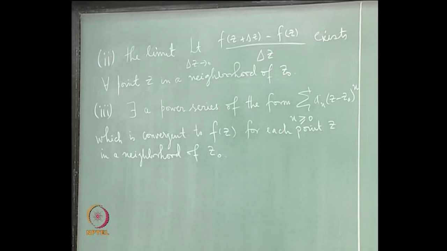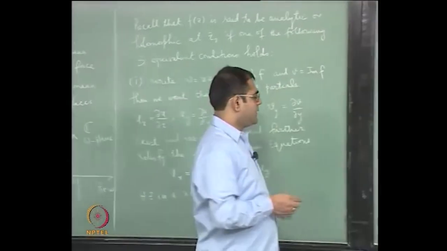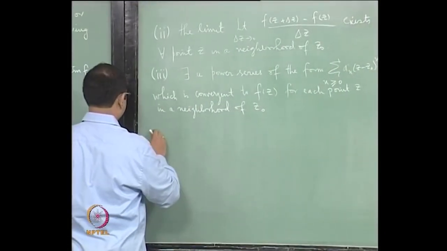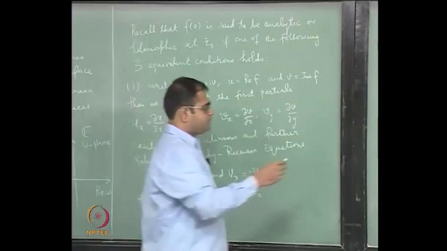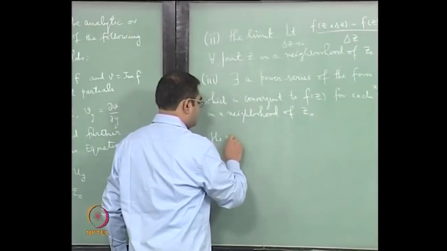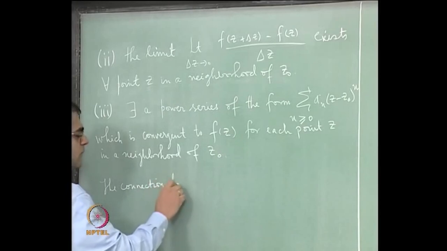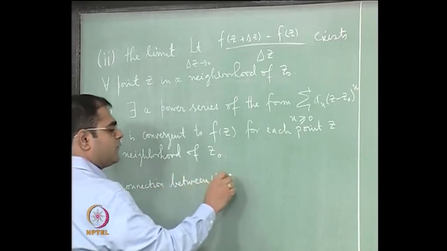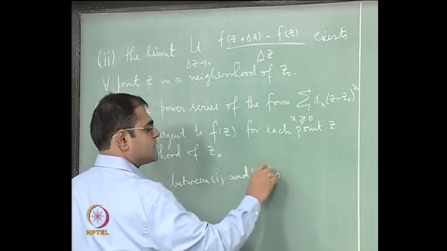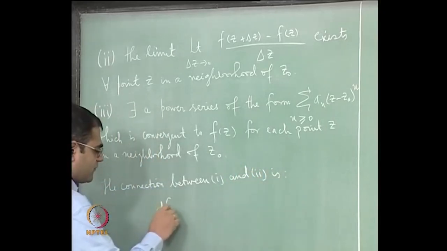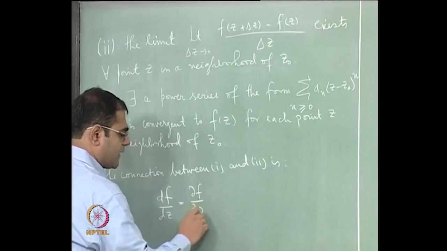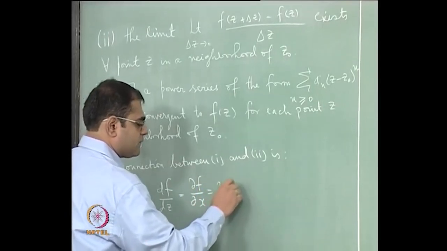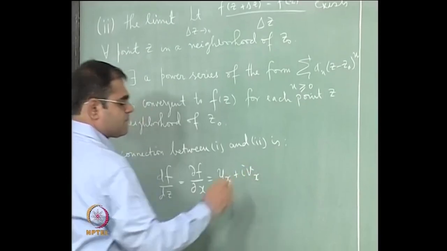Now let me make some remarks about these definitions. The connection between 1 and 2 is that the derivative can be expressed in terms of u and v. So let me write that formula down. The connection between 1 and 2 is that the derivative of f is just the partial derivative of f with respect to x, namely it is ux plus ivx.